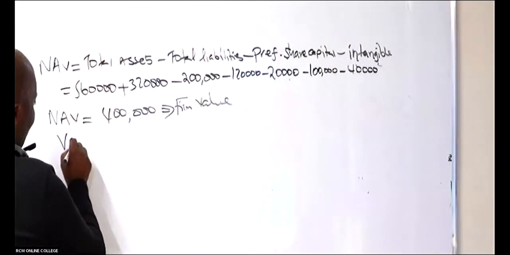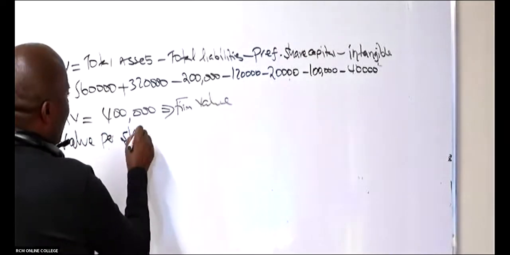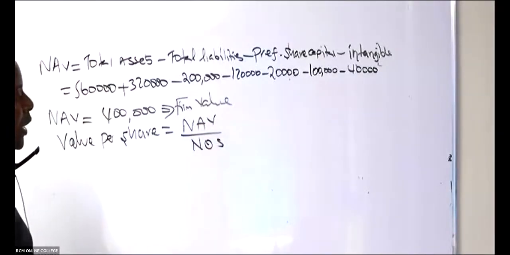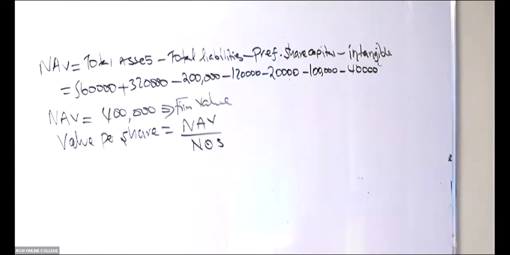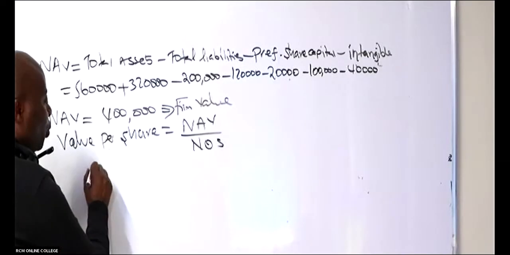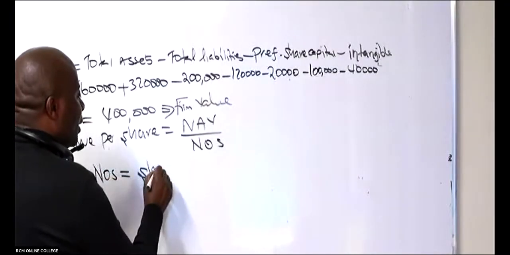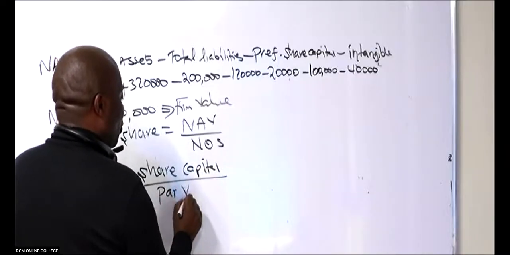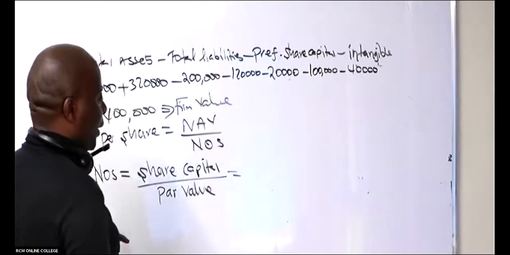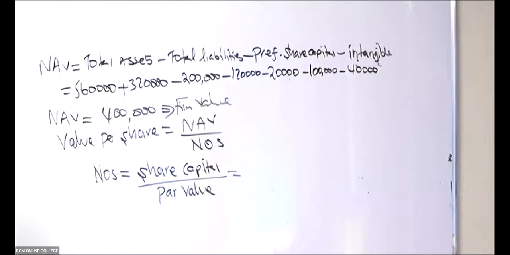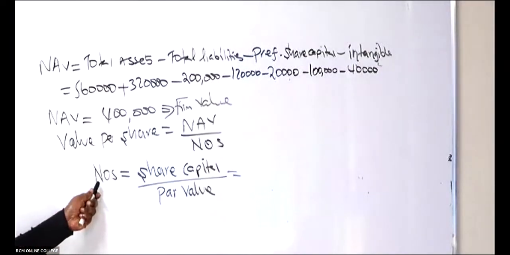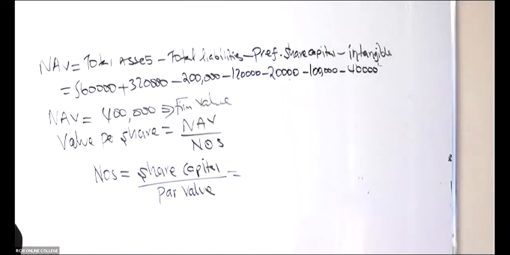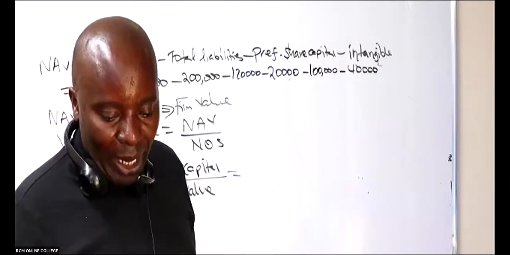So the value per share will be equal to NAV divided by the number of ordinary shares. To get the number of ordinary shares from the balance sheet, we normally take the share capital and divide it by the par value. Whenever you want the number of ordinary shares, you take the share capital provided and divide it by the par value.